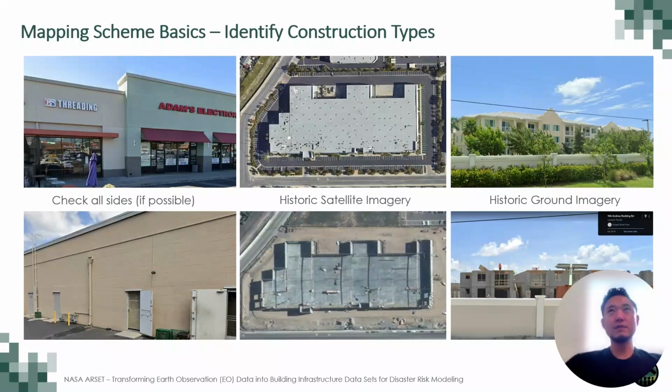Again, Google Earth has historic satellite imagery. You can toggle through that and see if you can capture when it was under construction. Here you can see it's tilt up. Google Maps also has historic ground imagery. It's pretty recent though, so you're not going to go pretty far back. But here we're able to capture this apartment structure in Florida under construction. We can see it's a reinforced masonry block wall building because we're able to capture it under construction.